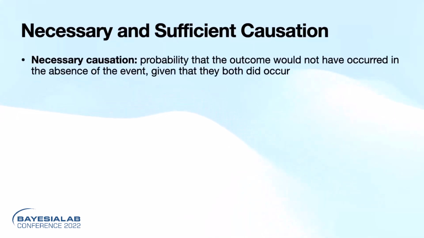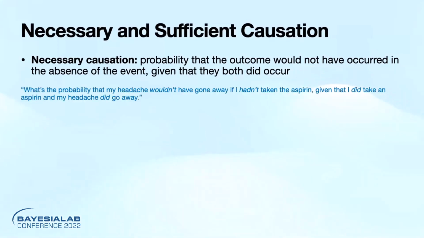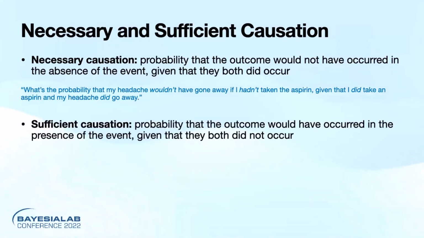And so if we step through what we mean by this, necessary causation is, just as I said with the aspirin example, the probability that the outcome would not have occurred in the absence of the event, given that they both did occur. So back to our toy example, what's the probability that my headache wouldn't have gone away if I hadn't taken the aspirin, given that I did take the aspirin and my headache did go away? And then sufficient causation is on the other side of that, which is, okay, my headache didn't go away, but I didn't take the aspirin. What's the probability that it would have gone away had I taken the aspirin? Two sides of sort of the same coin.